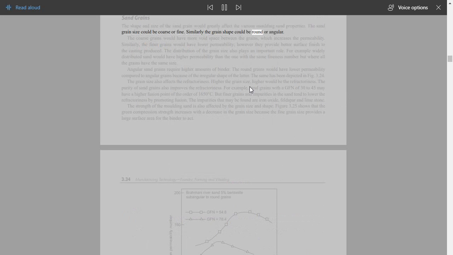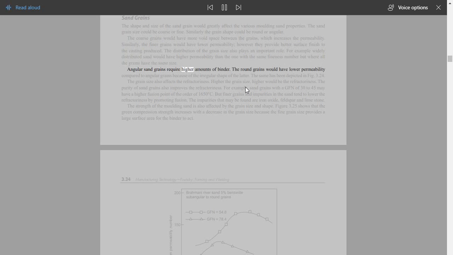Similarly, the grain shape could be round or angular. The coarse grains would have more void space between the grains, which increases the permeability. Similarly, the finer grains would have lower permeability, however they provide better surface finish to the casting produced. The distribution of the grain size also plays an important role. For example, widely distributed sand would have higher permeability than the one with the same fineness number but where all the grains have the same size.